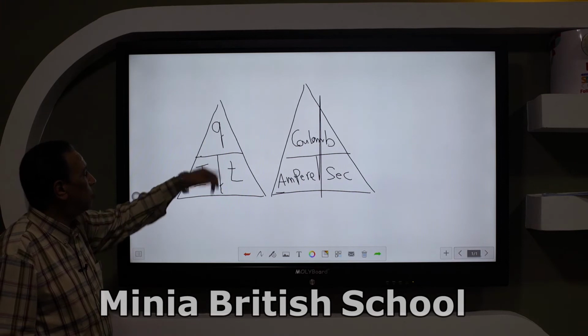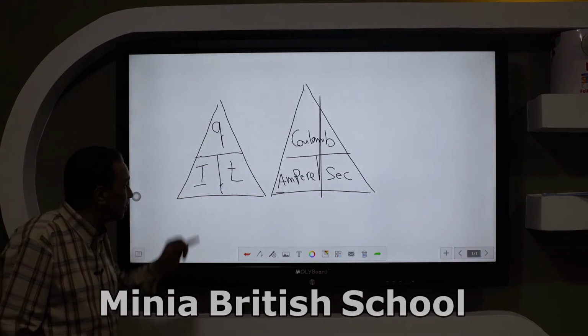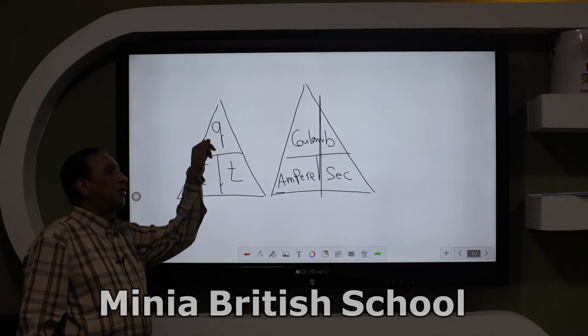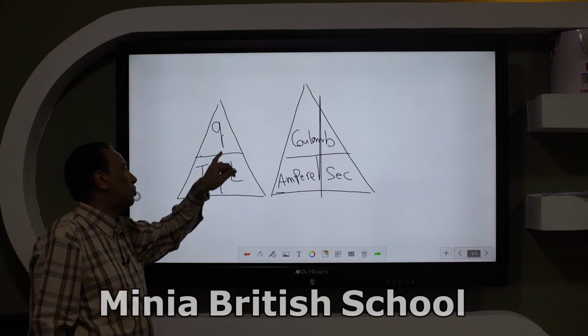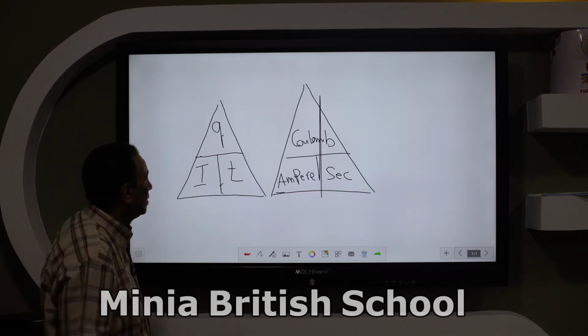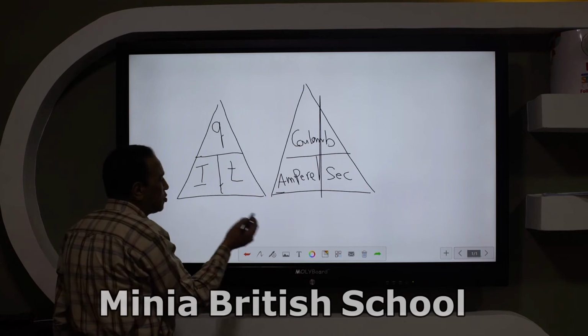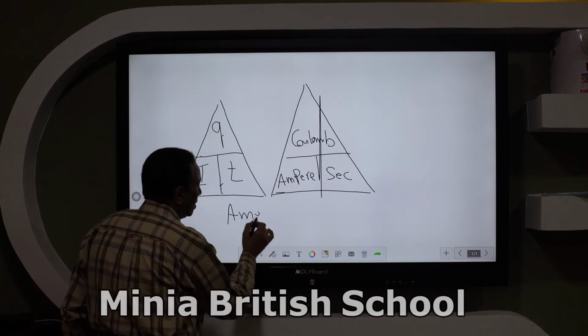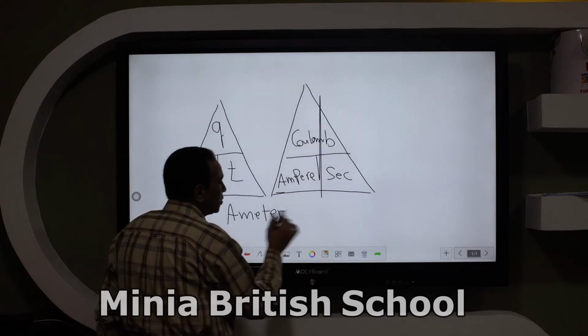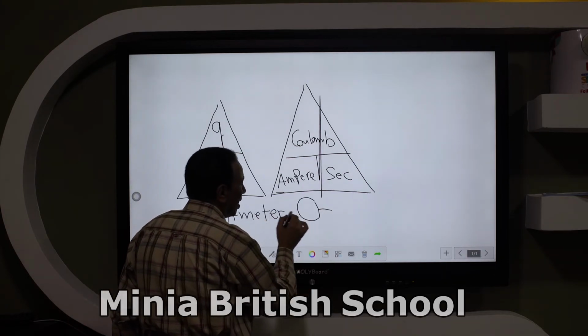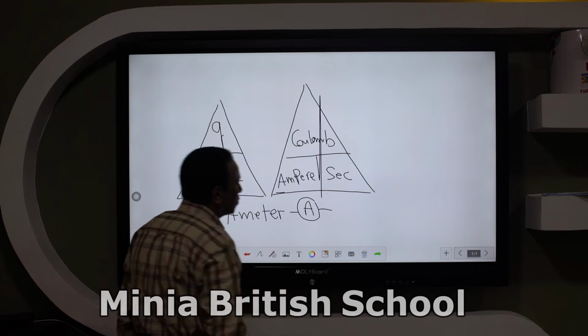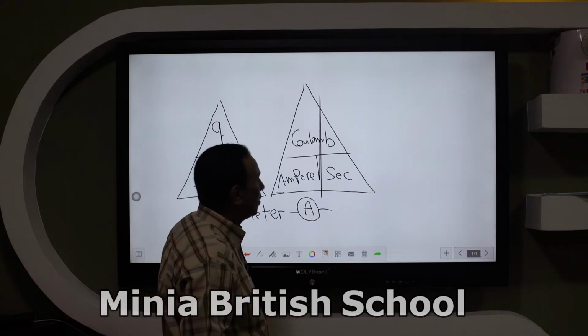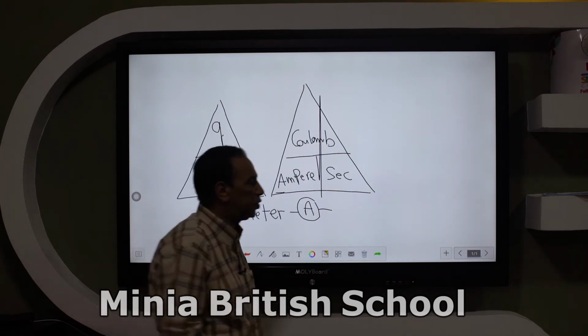I equals Q over T, or the current intensity equals the quantity of electricity passing through the cross-section of a conductor in 1 second. This is measured by an instrument called an ammeter, which is shaped like that, and it is connected in series in the electric circuit. This is the first description.